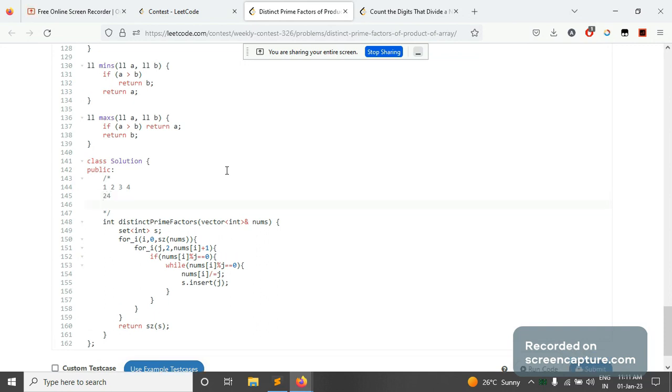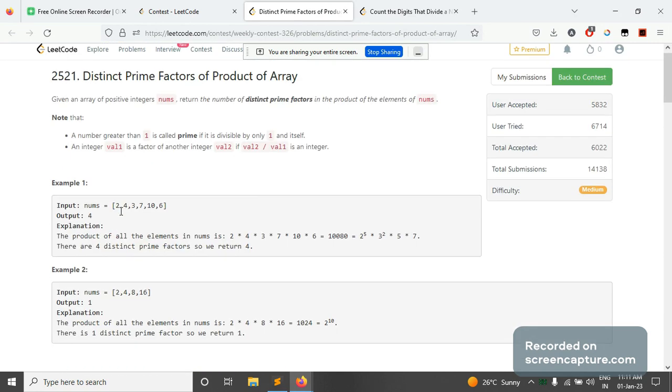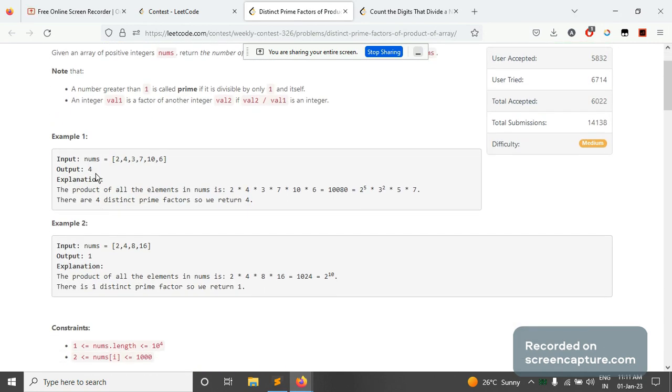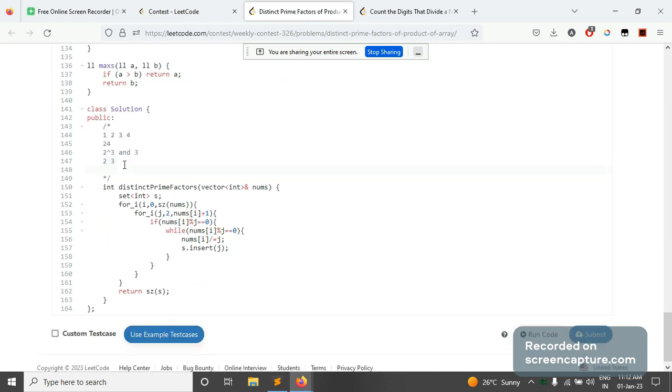So what will be its prime factors? 2, 2, 2 and 3. So the prime factors are 2 and 3. This will be the solution, 2 and 3. And what we have to return is the count of prime factors. So in that case, the answer will be 2.